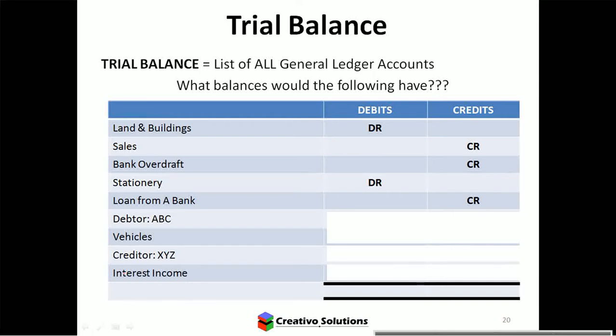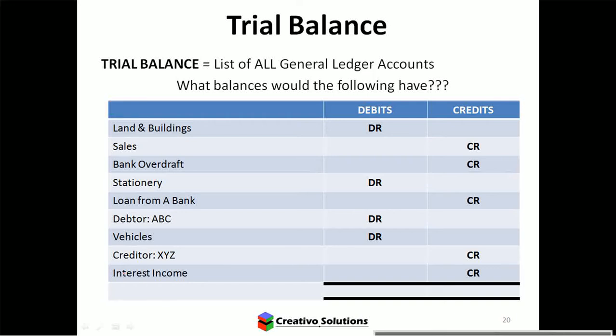Okay, so you first identify the element. Vehicles is an asset. Creditors is a liability. Yes, credit. Okay, and last one. Interest income is an income. So credit. Yes. Okay, so those are just balances.